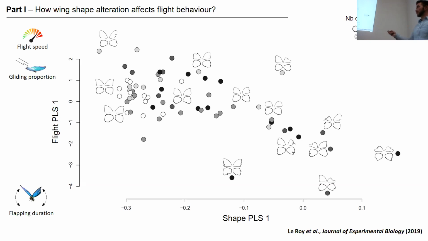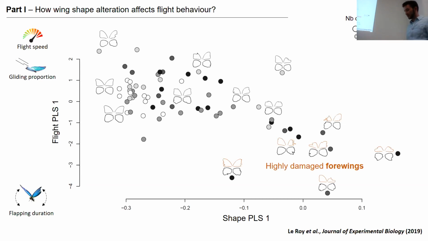Individuals in bad shape, however, show a low flight speed, they do not glide, and spend most of their time flapping. And when looking in more detail, you can see that most of the damages here were located on the forewings, suggesting that forewings may be particularly important for the execution of a fast flight and for gliding.